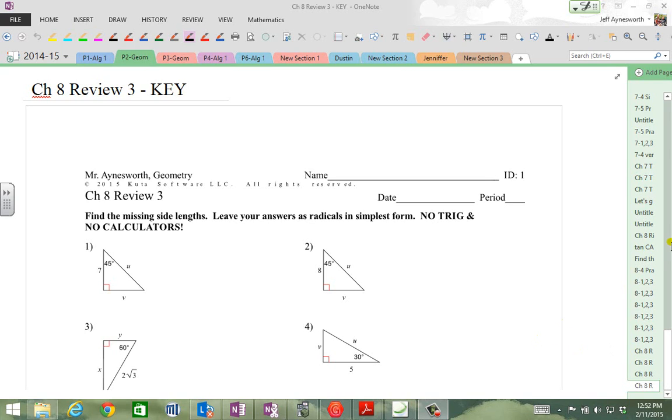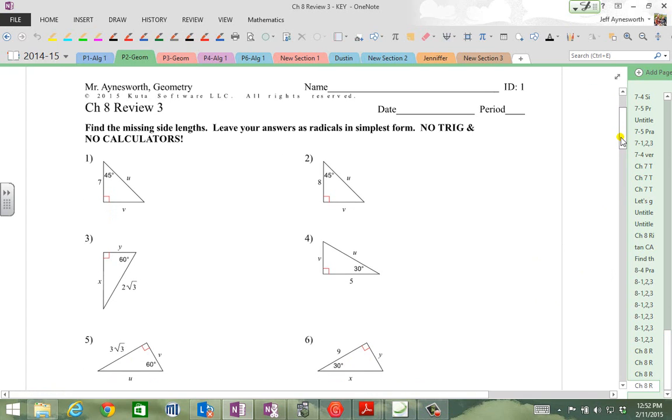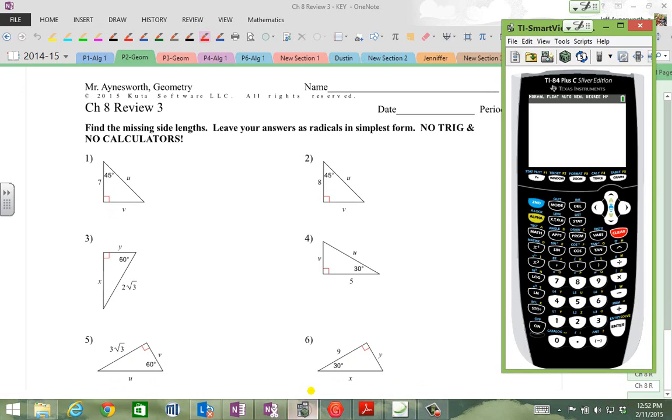Hey everybody, this is Mr. Ainsworth, and we're getting to, believe it or not, our third review here of Chapter 8 on the concepts that we've studied. So get your red pens out, get your calculator out. We're going to be using the TI-84 when we do some trig. And so red pens and calculator out, ready to go.